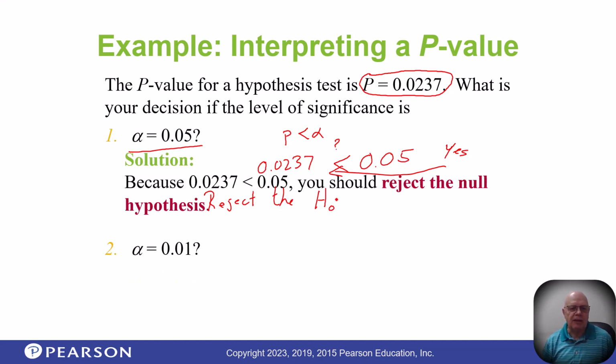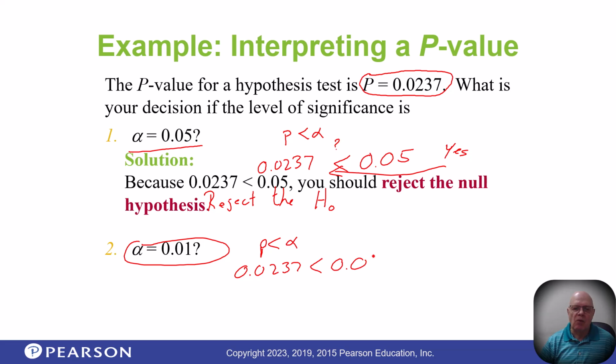Oops, just a second. What about if this is the alpha instead? We'll do the same thing. Is p less than alpha? P is 0.0237. Is that less than 0.01? No. Fail to reject the null hypothesis.